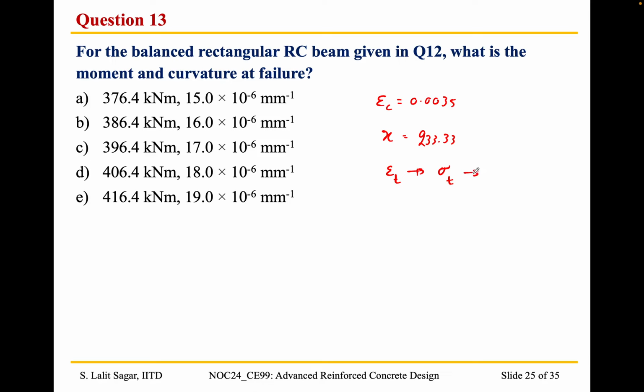We can find out the value of the force, and we can find out the value of the equivalent stress block parameters alpha 1, beta 1, find out the value of Cc, and then we need to ascertain whether both forces are equal. Ultimately we find out the value of moment of resistance and the curvature phi.